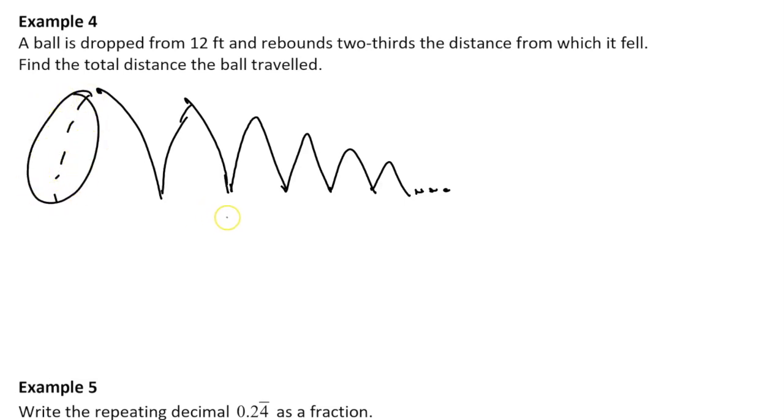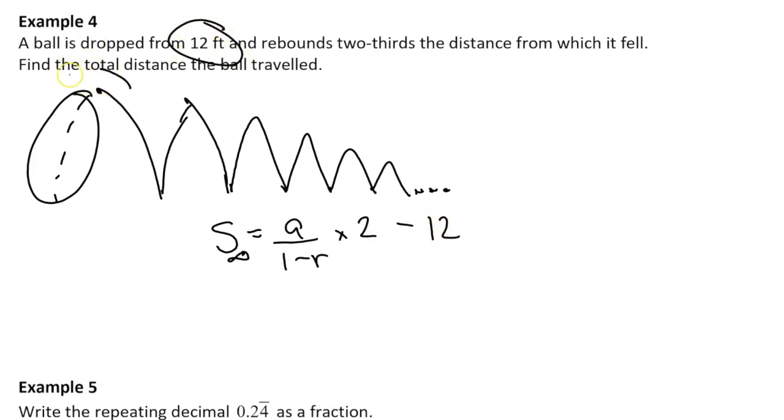And we had this idea of saying whatever you find, you want to times it by 2 to get the up bounce and the down bounce. But then in this case, you have to subtract 12 because your first bounce only has the down bounce and it doesn't have an up bounce. So you can't double count that part right there.